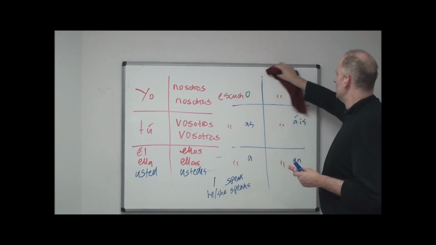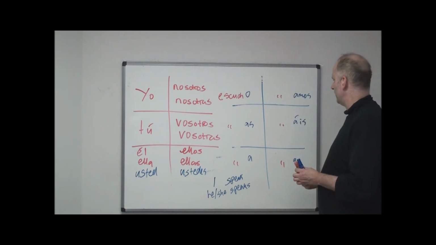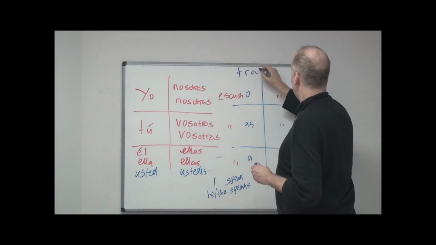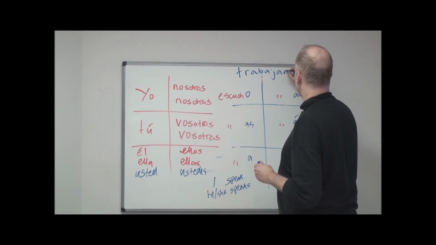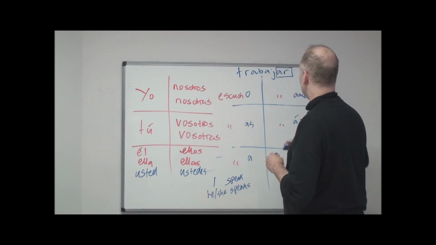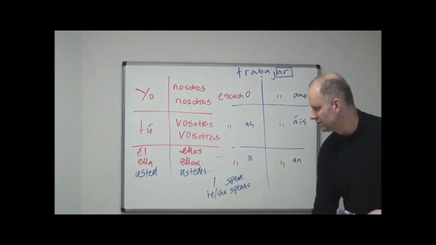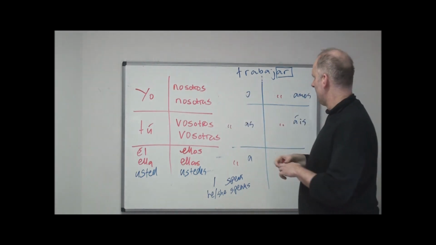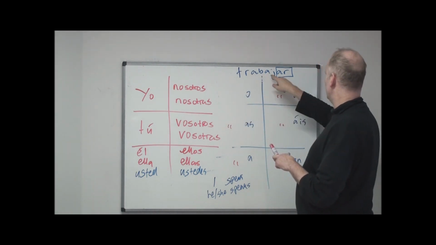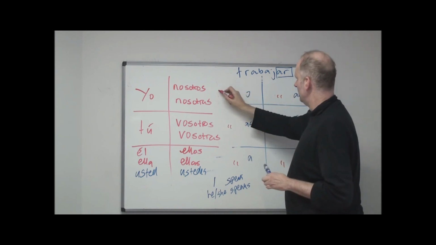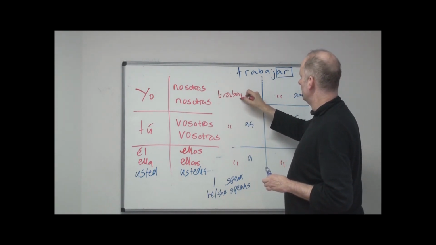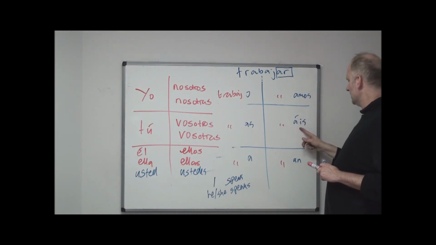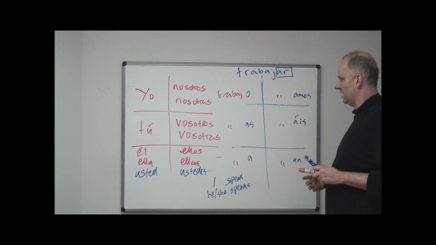So if we look at another important verb like trabajar. Trabajar means to work. So if we just put in the new stem, it would be all of this up to the ending. So trabajo, trabajas, trabaja, trabajamos, trabajáis, trabajan.